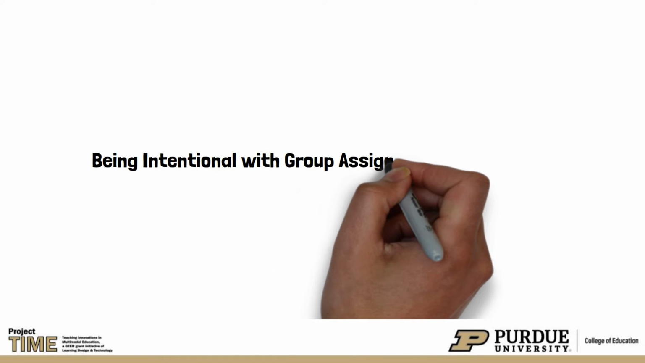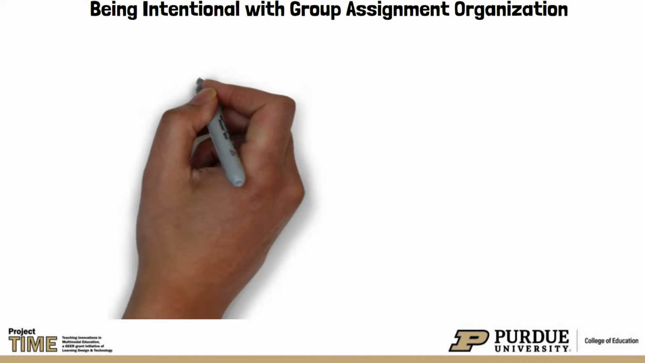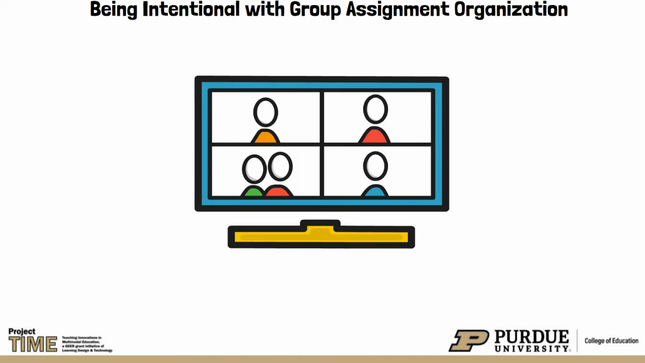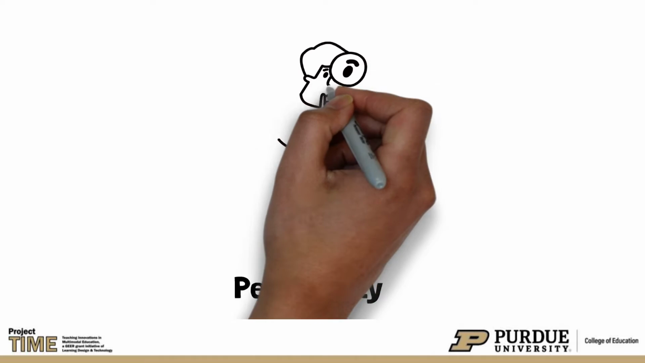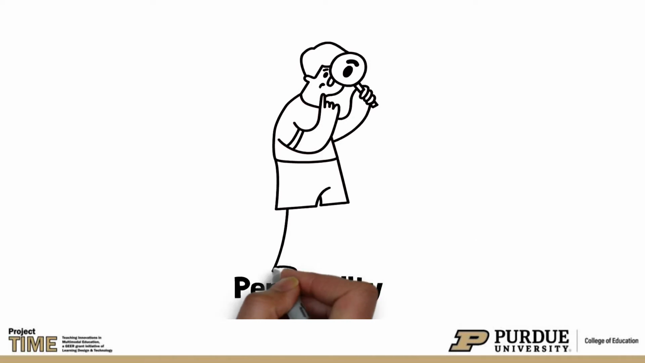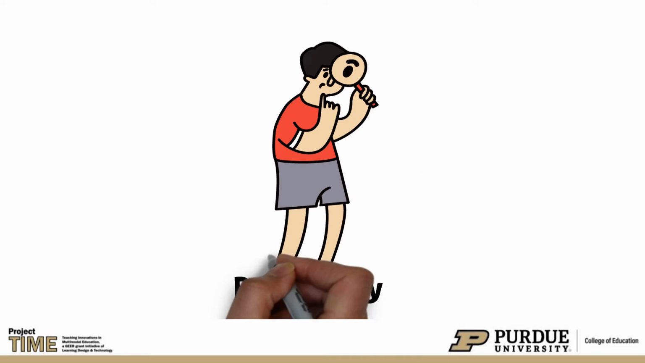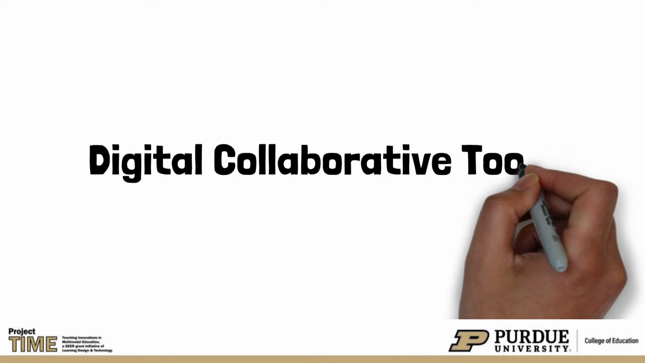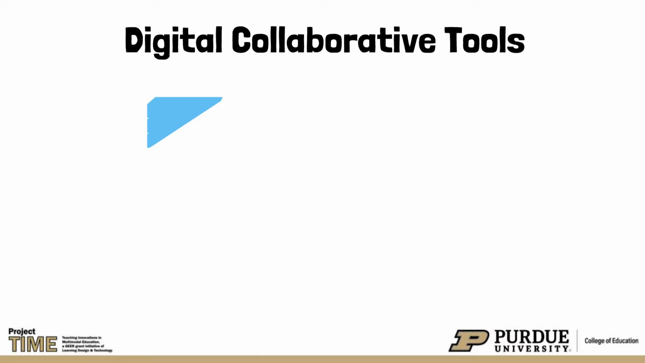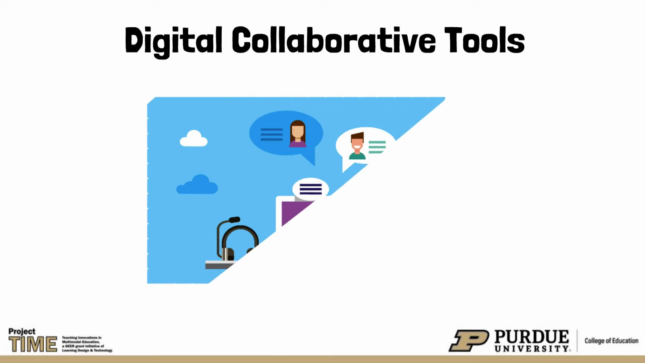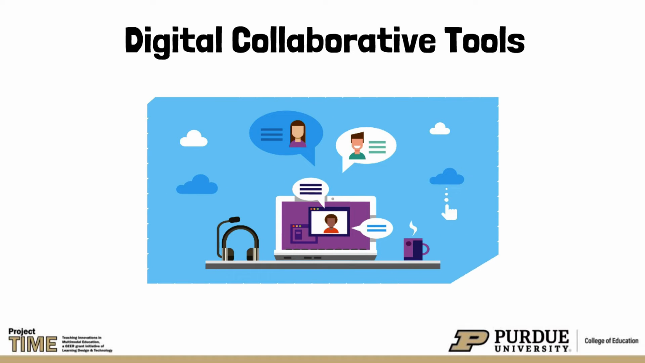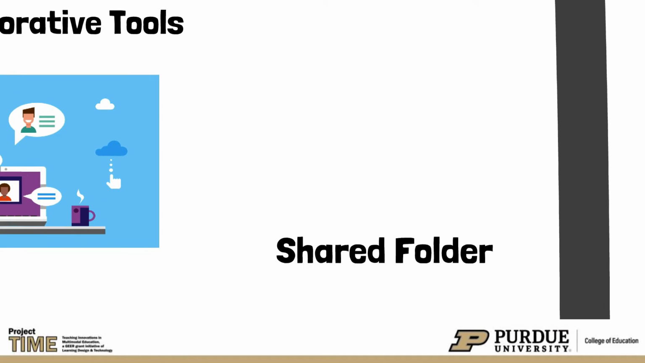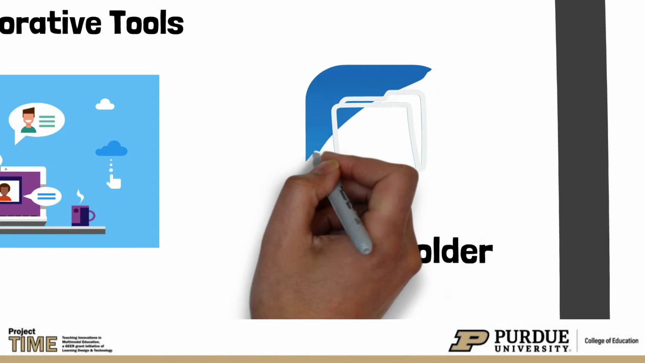Being intentional with group assignment organization can support collaboration online. Considerations for group assignments might include student interests and personality characteristics, or academic content strengths and weaknesses. To encourage group productivity in online environments, utilize collaborative digital tools and applications that will help meet the activity's academic expectations and support student collaboration. It is also beneficial to use shared folders and files to support student organization.